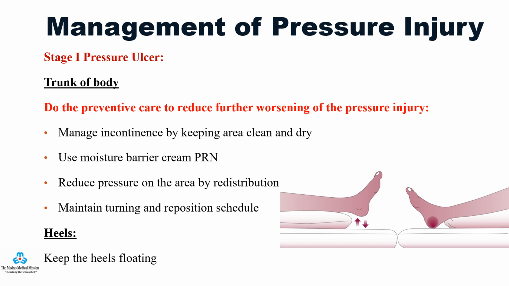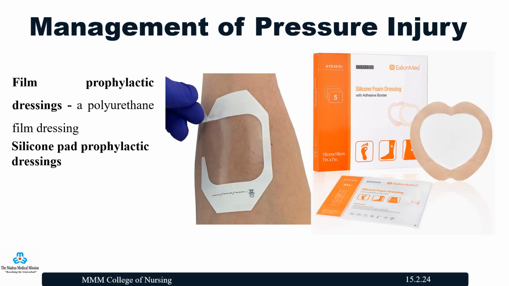And in the heels, we can prevent a stage 1 pressure ulcer by keeping the heels always floating. We should not apply any pressure over the heel area. The heel area should be floating. The different types of dressing materials which can be used in the first stage of pressure injury are film and prophylactic dressings, like a polyurethane film dressing or silicone pad prophylactic dressing. These are the different types of dressings which can be used in the first stage of pressure injury.